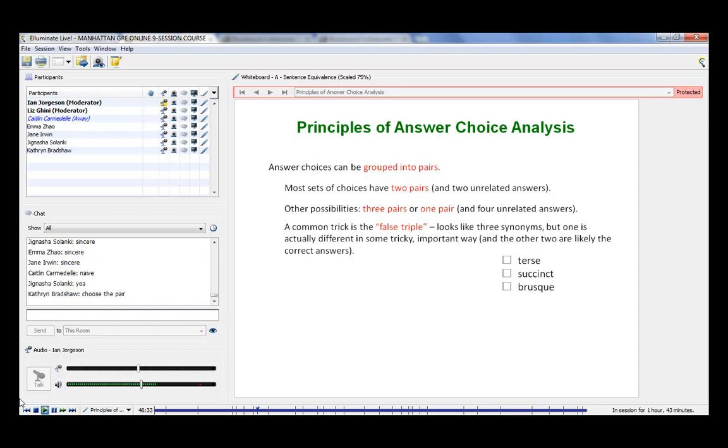So in this case, we've got terse, succinct, and brusque. All 3 of those words mean to use very few words. You guys tell me, which is the odd man out and why?